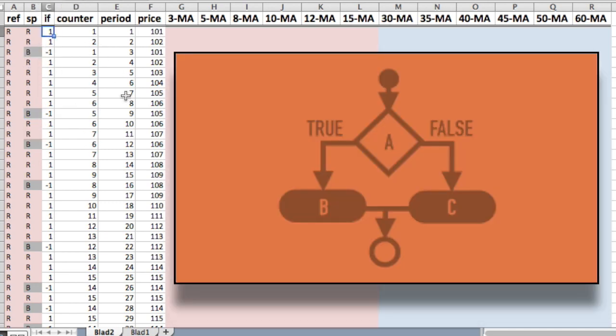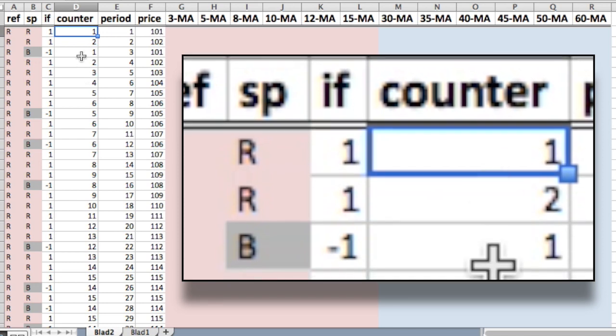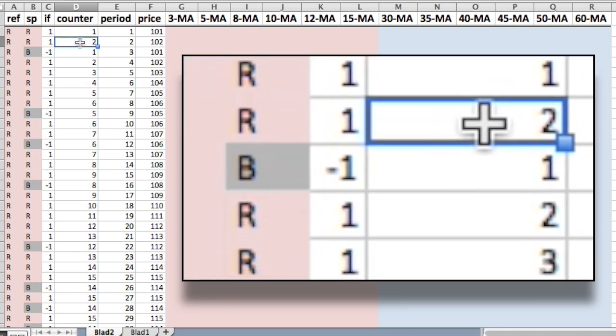Here I created a logical IF function. It just means that if it's red, then it's +1. If it's not red, black or zero green, it's -1. And then we get the counter. So here +1. We see red again, so +2. It's now a black, so -1.